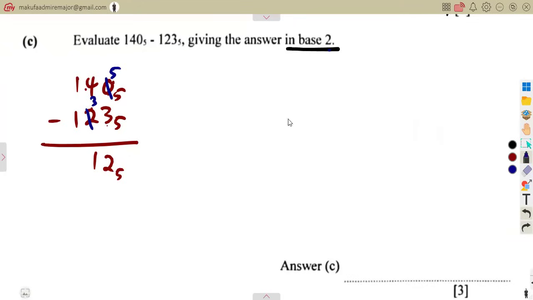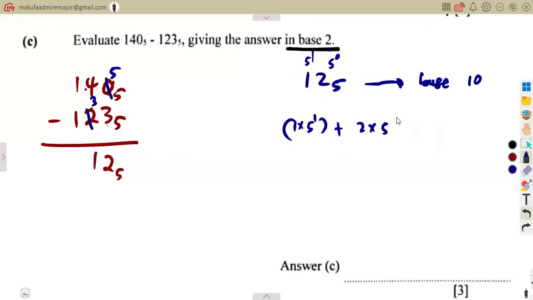But the answer is needed in base 2. So how do you convert 12 base 5 to base 2? Remember, you're supposed to convert to base 10 first. 5 to the power of 1, 5 to the power of 0. 1 times 5 to the power of 1 plus 2 times 5 to the power of 0. That will be 5 plus 1 times 2, which is 2. So that was going to be 7 in base 10.